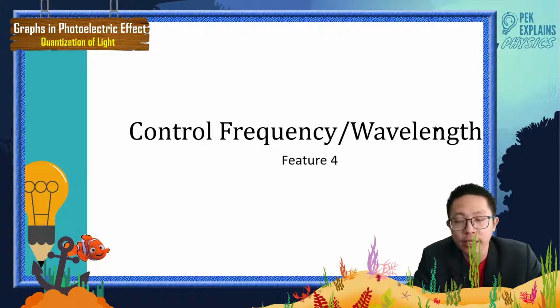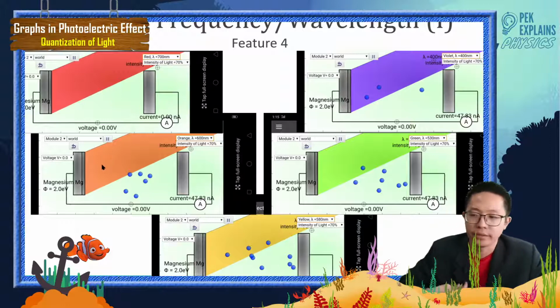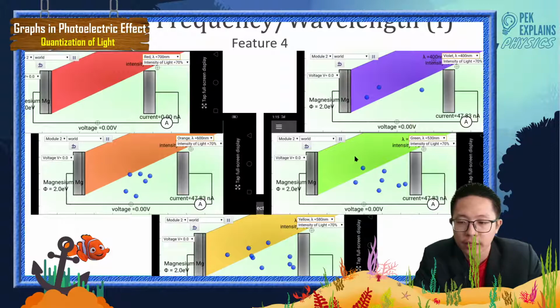Frequency is related to wavelength, isn't it? Because frequency is velocity over wavelength. So different frequency will result in different wavelength. So different wavelength means different type of light. You have red light at wavelength 700, violet light at 400, orange light at 600, green light at 530, yellow light at 580 nanometer.